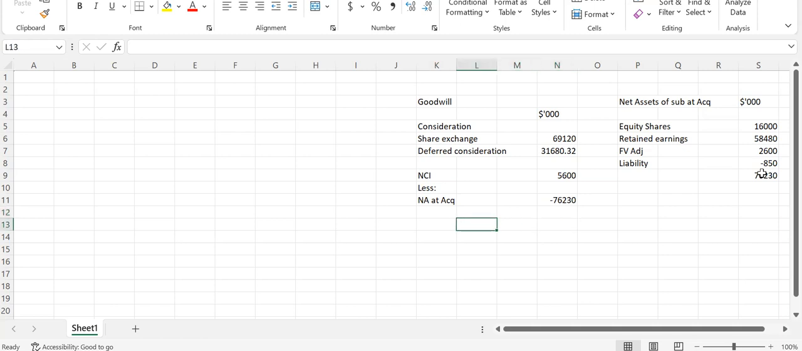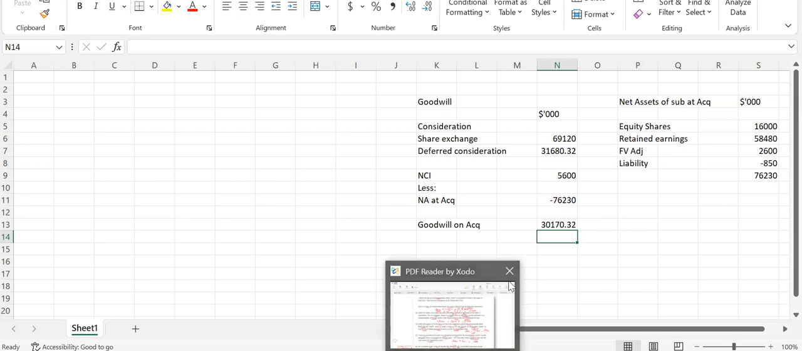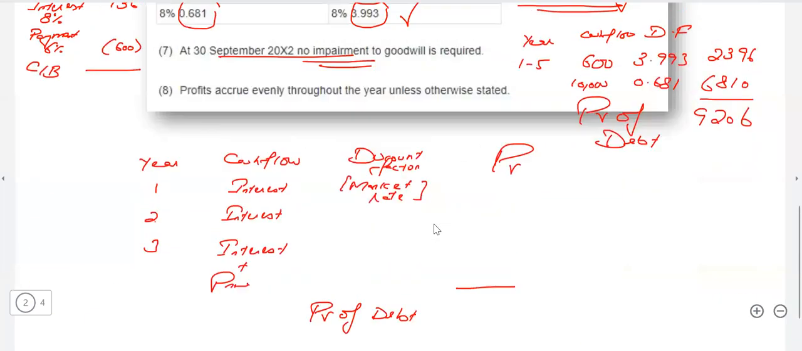So now we can calculate the goodwill on acquisition because there is no impairment. Goodwill on acquisition, so start with the equal to sign. You need the sum from here to here. And the goodwill is 3,170. We are not supposed to take 0.32. So this is how you are going to do the question in the exam on the Excel. I'm just giving you the flavor of how it is being done.